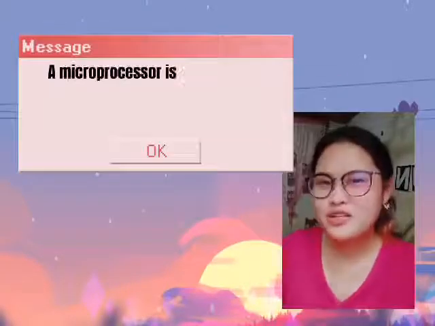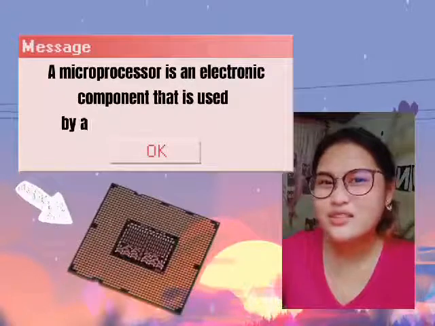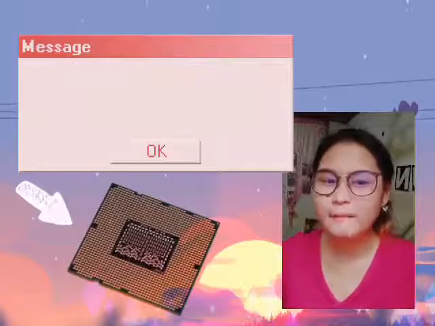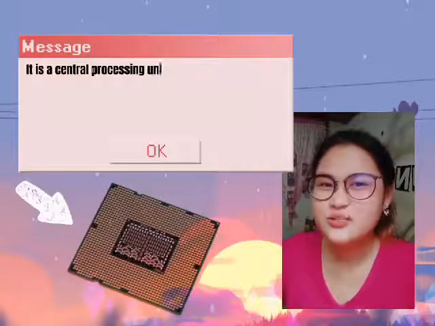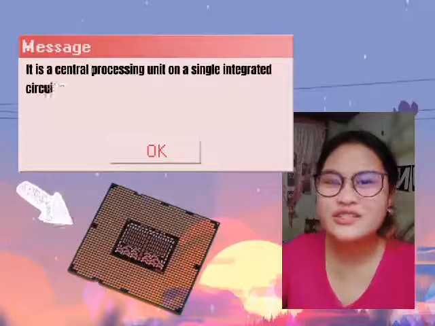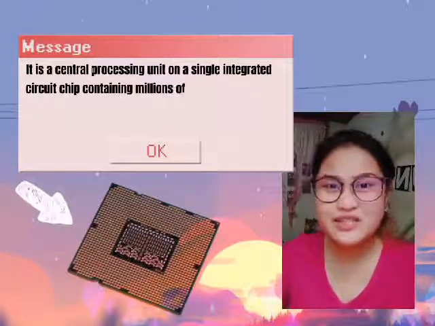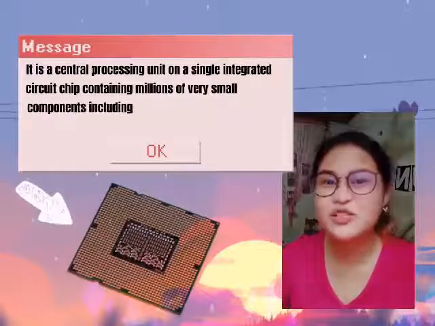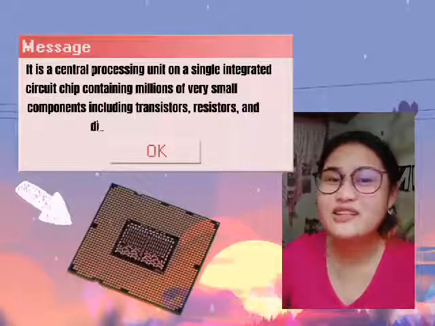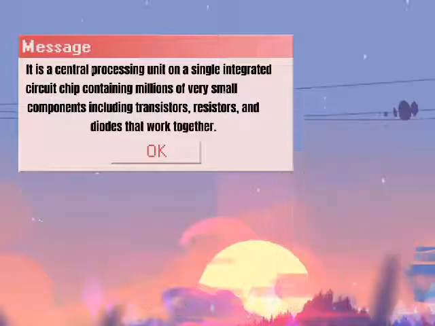A microprocessor is an electronic component that is used by a computer to do its work. It is a central processing unit on a single integrated circuit chip containing millions of very small components including transistors, resistors, and diodes that work together.